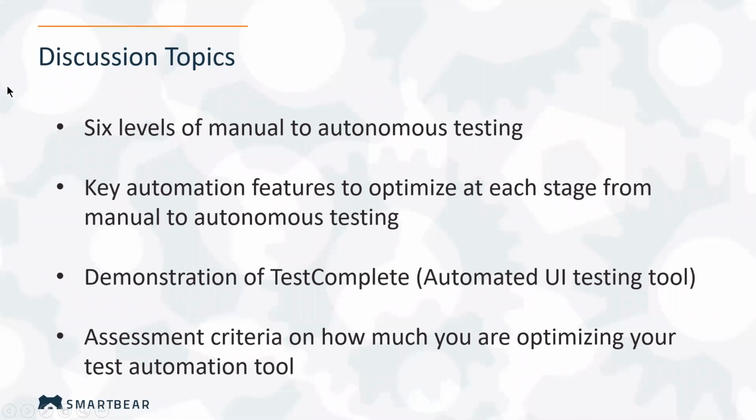So the content we're going to run through today are the 6 levels of manual to autonomous testing. We're going to look at the key automation features that can help you optimize at each stage or each level. As mentioned, I'm going to be carrying out a demonstration of our UI test tool called TestComplete. So as we go through the slides, I'll be switching back and over to actually show you this in practice. So it's not just theoretical. And then finally, we have some assessment criteria that I'd like to share with you so you can assess how you're currently optimizing your own test automation tools if you're already using them.